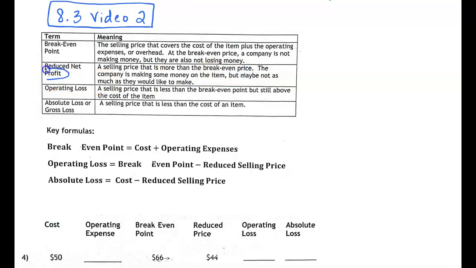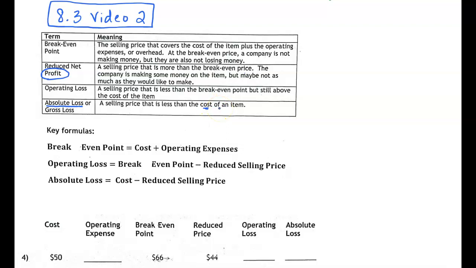So just think profit. An operating loss is a selling price that's less than the break-even point. So you're selling your item for less than what it would cost you to not make any money. An absolute loss means that you're selling an item for less than you purchased the item, less than the cost of the item. So an operating loss includes the operating expenses and the cost. That's how we get the break-even point, where an absolute loss is really just comparing the sale price of the item with the cost of the item.